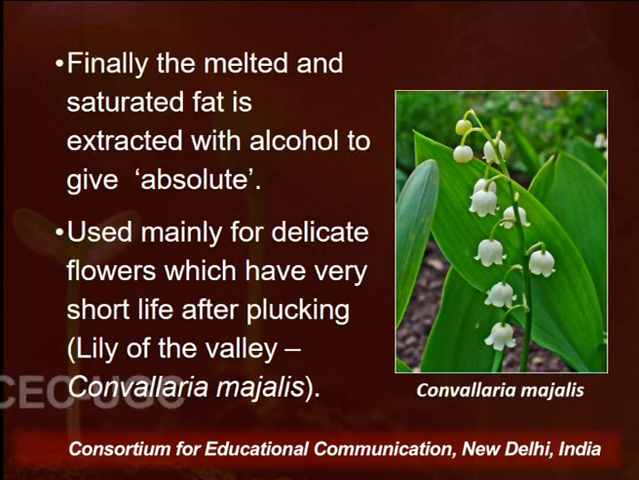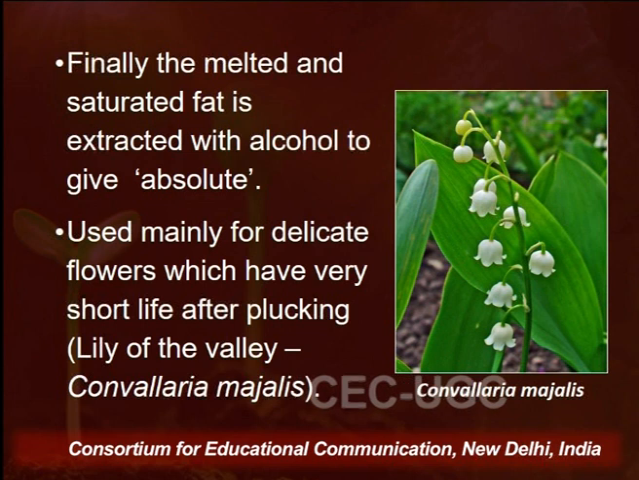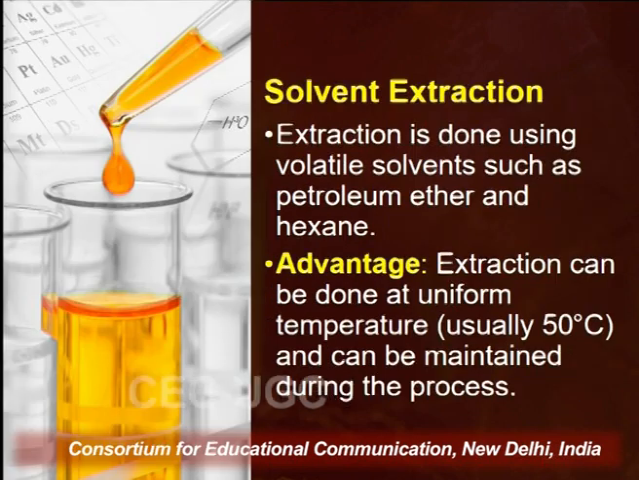Now if we go back to the cool or cold enfleurage process, the entire harvest can be consumed in the cold enfleurage process, and the entire process will take around 8 to 10 weeks, which is a very long duration. Therefore, the hot enfleurage method is more suitable for those flowers which have a very short life after their plucking. And the common example is lily of the valley. It has a very short life after the flowers are plucked, and therefore they are immediately exposed to the hot enfleurage process in order to extract out its volatile oil.